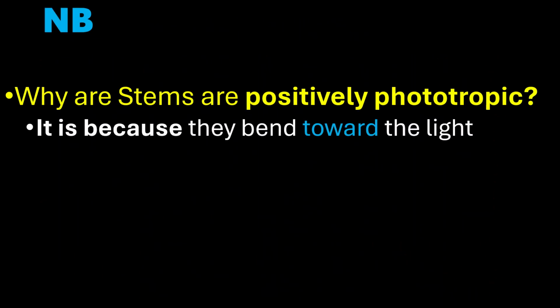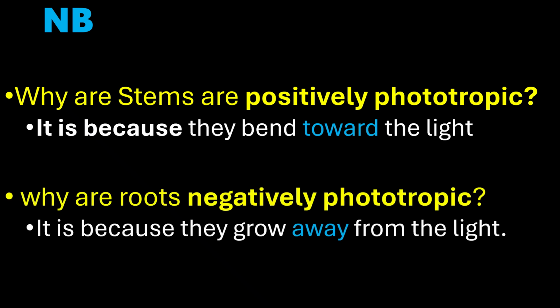Now, we need to know the following. Why are stems positively phototropic? It's because they bend towards light. Then we go on to the second one. Why are roots negatively phototropic? Roots are negatively phototropic because there is no light in the soil and roots are in the soil. Roots always move away from the light source because they don't need it. They are sensitive to gravity, and that is why they are negatively phototropic.